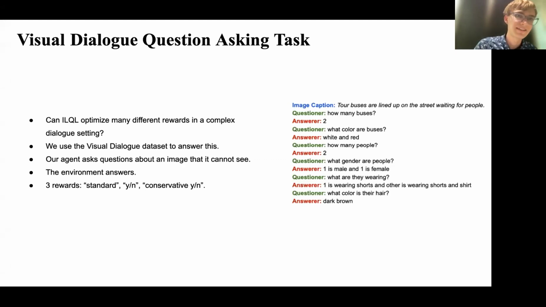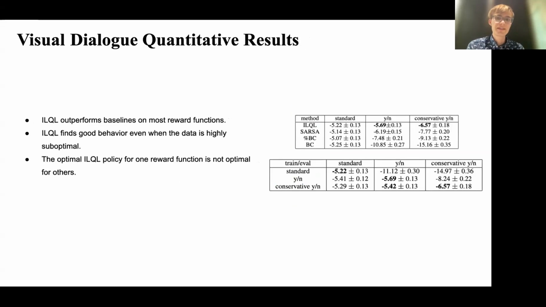For example, you could ask a yes/no question and they could respond with "I don't know," or "yes, it is," something that's not an exact string match. So this applies a more conservative penalty to these kinds of questions. So those are the 3 rewards we evaluate. And we see that in the data set, there's a lot of yes/no questions. So this yes/no reward is, the data set is highly suboptimal for this reward function.